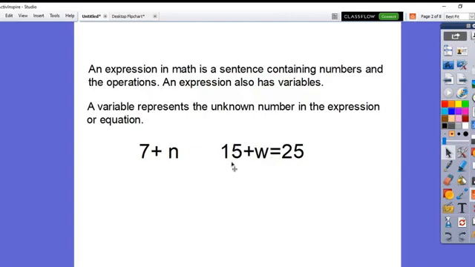Let's look at our equation. How do we know this is an equation? It has an equal sign. 15 plus W equals 25. Now, I think you could probably figure out the value of W in this equation, but right now we're not sure of what it is. It's an unknown number. So let's take this idea. We're going to see if we can match some expressions or equations to word problems.